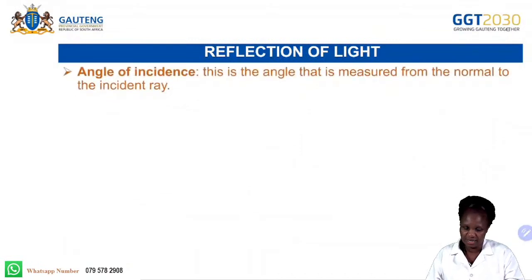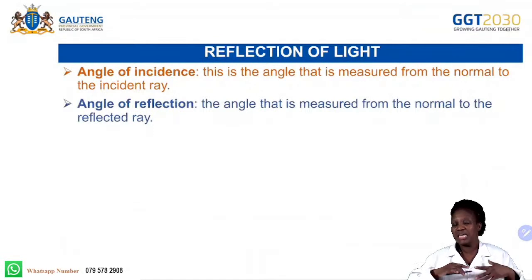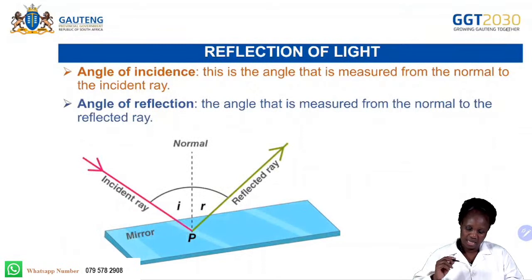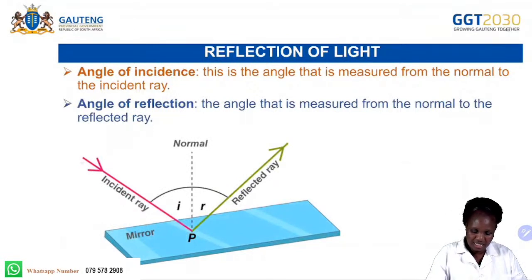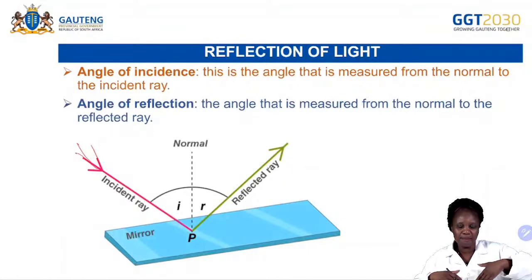Angle of incidence. This is the angle that is measured from the normal to the incident ray. And then what about the angle of reflection? This is the angle that is measured from the normal to the reflected ray. Then we are talking about the angle of incidence and angle of reflection. All right, this is what we're talking about. This one is the incident ray. It is the incoming ray. It is coming to the surface.